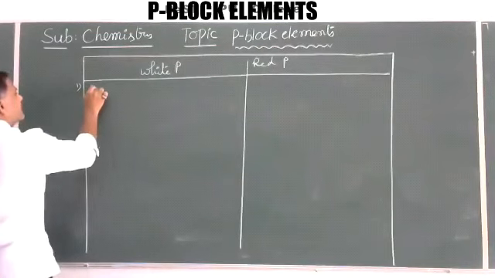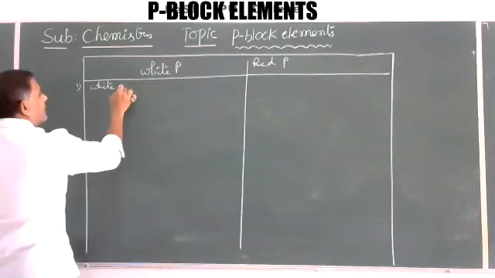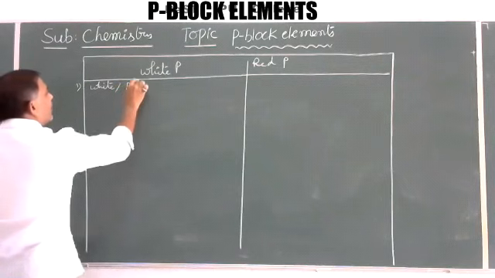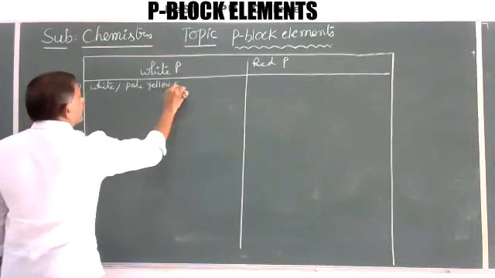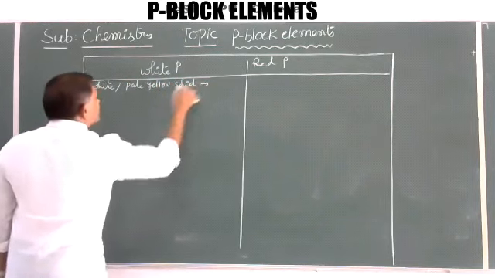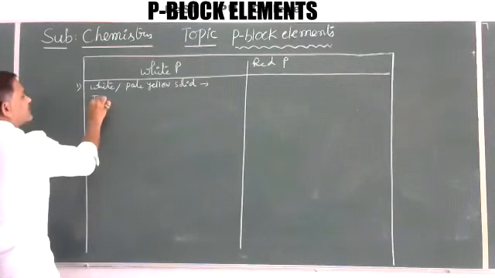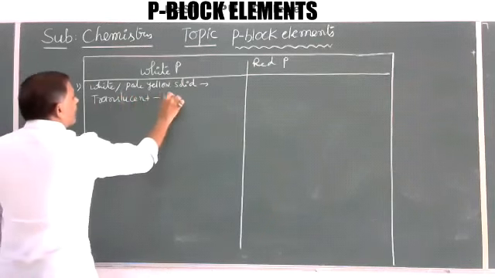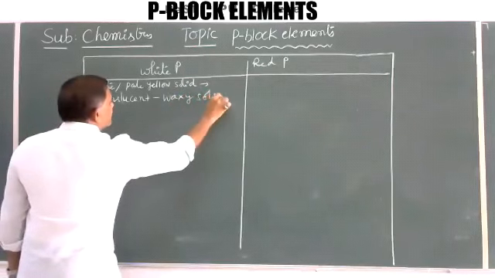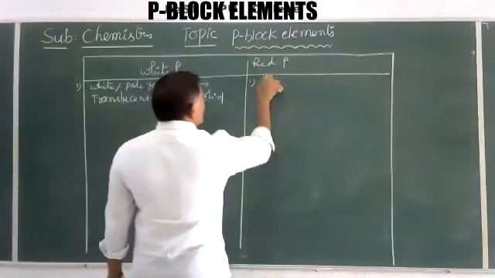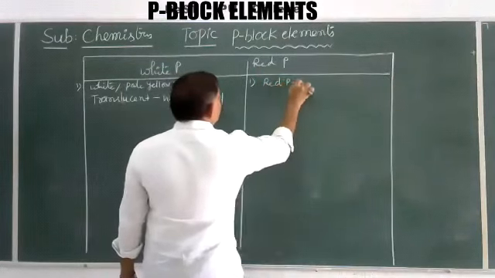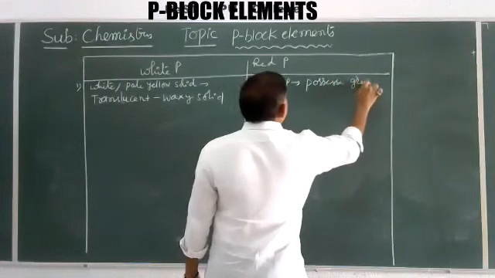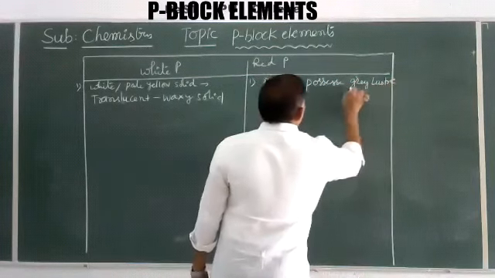So the first thing: white phosphorus is a light white or pale yellow solid, a translucent waxy solid substance. Red phosphorus is a red allotropic form, and generally it possesses a gray luster. It has a shining nature.